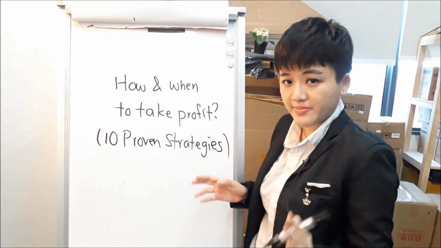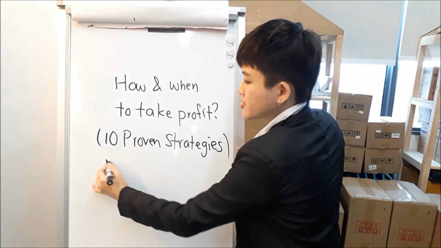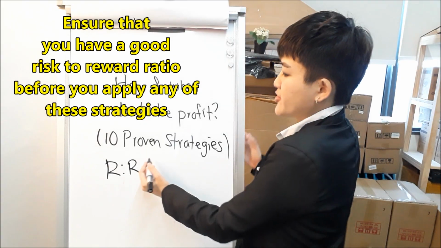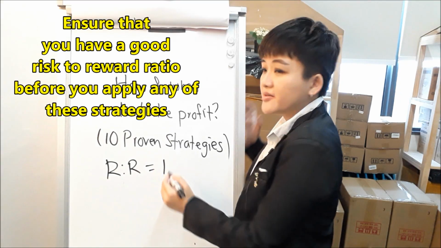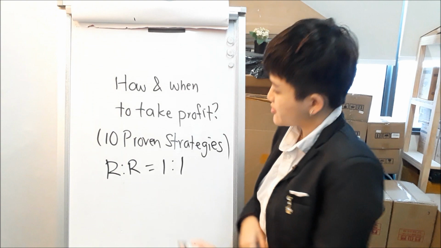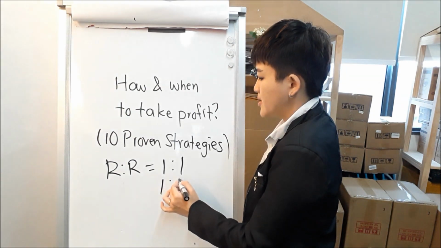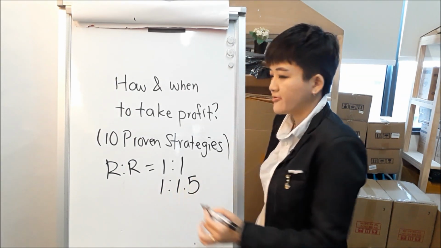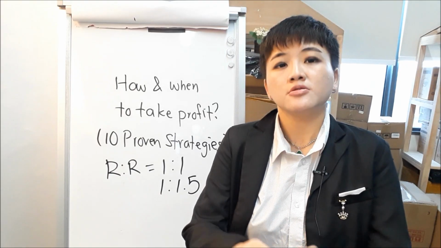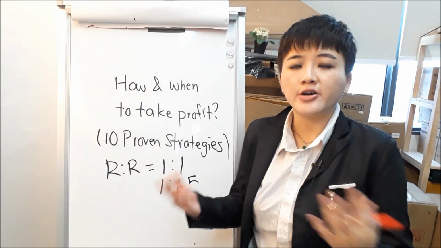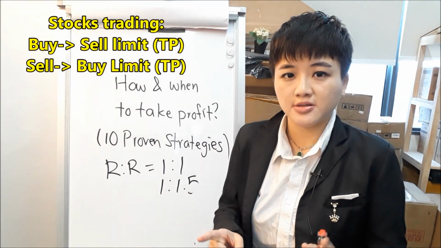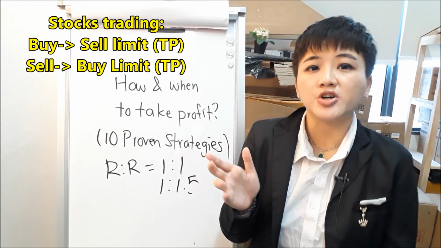Whichever strategy you choose to apply, make sure that your risk to reward ratio is good. So what is a good risk to reward ratio? Bare minimum 1:1 to be safe, minimum 1:1.5. You can go up to 1:2, 1:3, which is a common risk to reward ratio. For forex, we just call it target price, right? But for stocks, you will have to use a sell limit order.